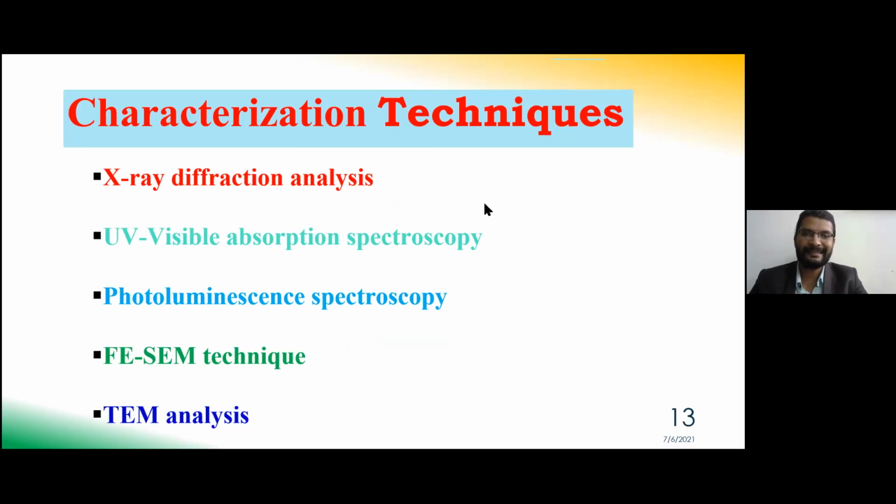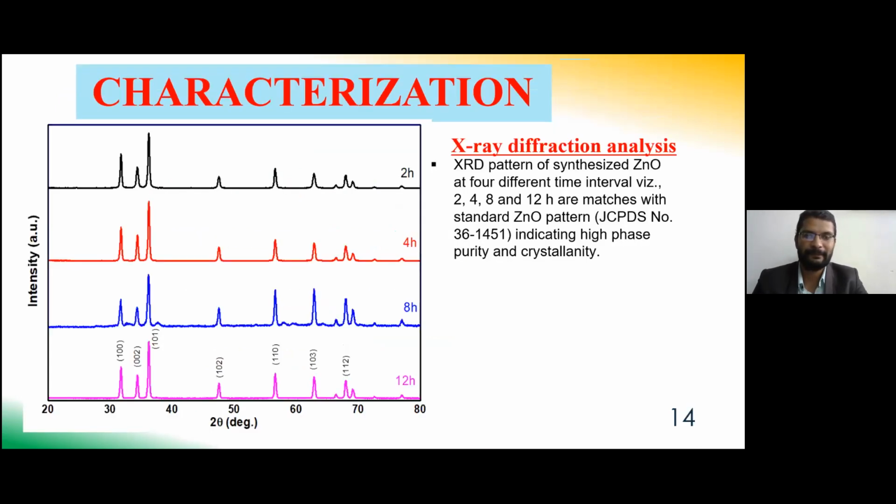For characterization, we are using X-ray diffraction analysis, UV-visible absorption spectroscopy, photoluminescence, FESEM technique and TEM analysis. Here XRD shows, at every time, 2, 4, 8 and 12 hours, this pattern exactly matches with the JCPDS data 361451, indicating high purity crystalline nanomaterial zinc oxide is synthesized.